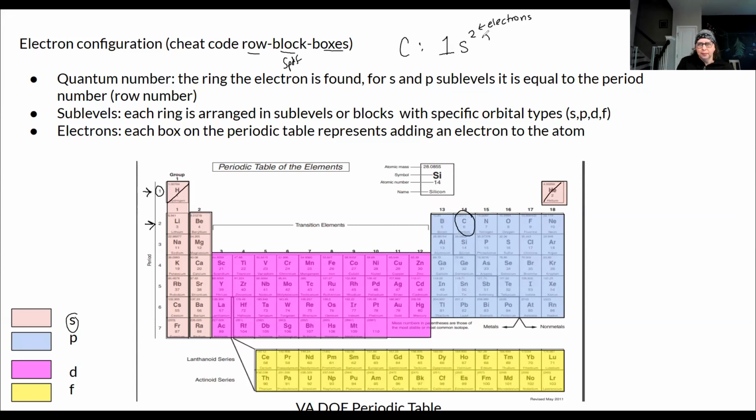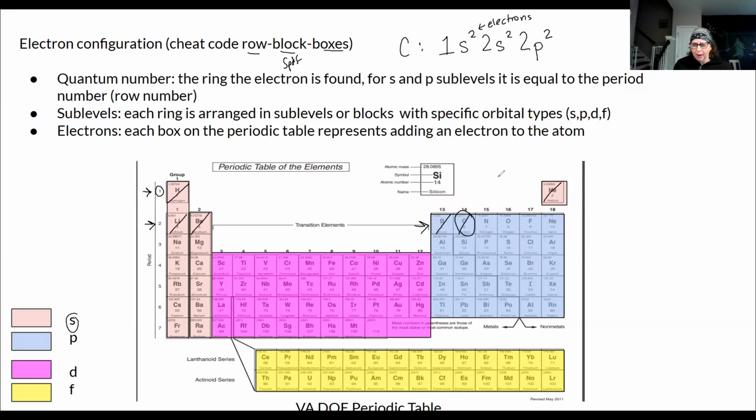Row 2. What's the first block we get to? The S block. And how many boxes are in the S block? 1, 2. So I put a 2 for a superscript. I'm not done yet. You've got to go in order the whole time till you get to your target area. So I'm still in row 2. I am now in block P. And how many electrons are in block P? I'm only going to count 1, 2 because my target is carbon. So there are 2 electrons in the 2p sublevel for carbon.